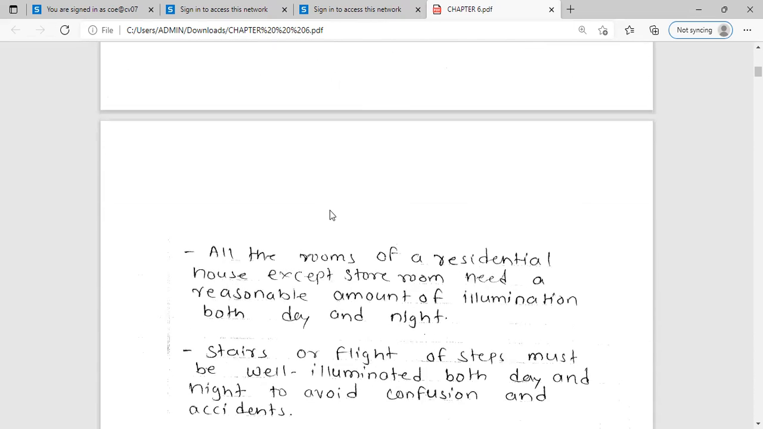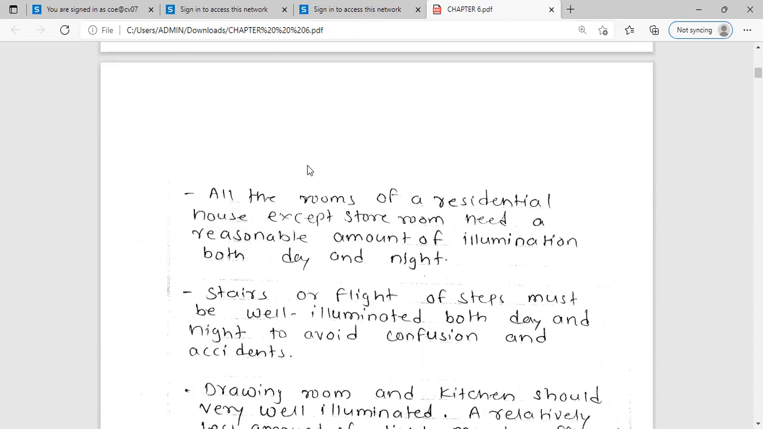You might have heard that the kitchen room is provided towards the eastern aspect. Why is it so? Because the morning sun refreshes, and its rays, whenever they enter the kitchen room, will kill the bacteria.